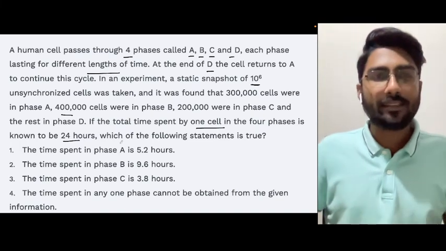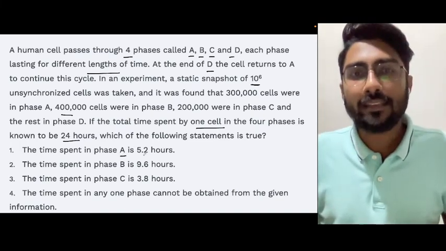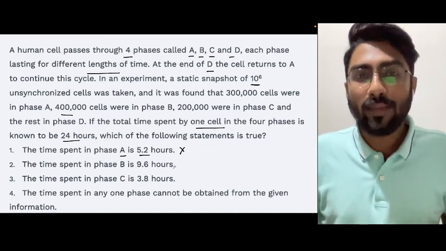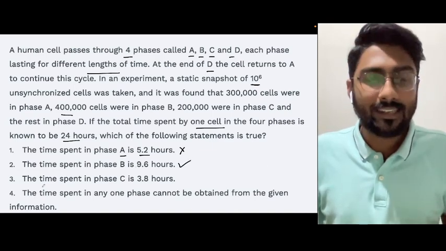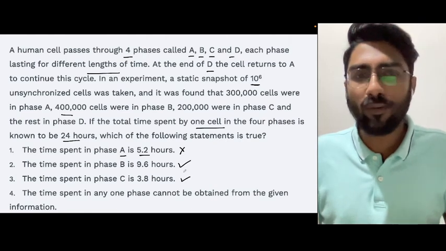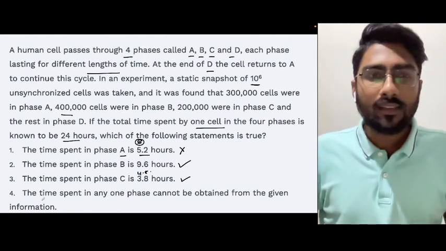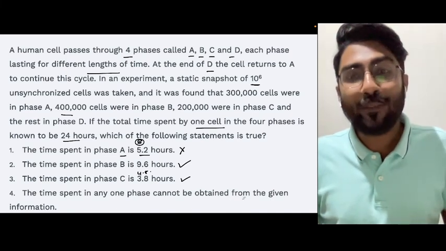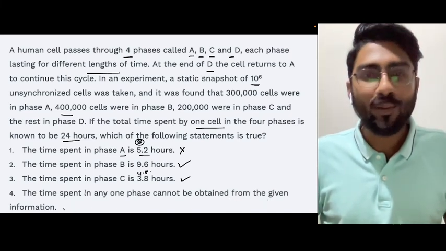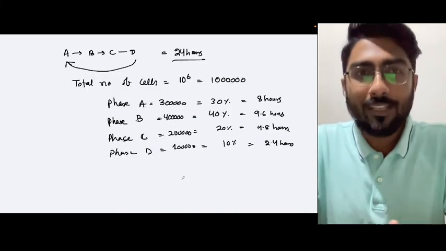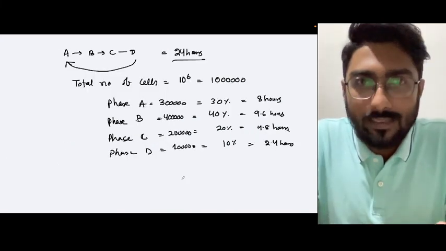So what are the statements given? The time spent in phase A is 5.2 hours. No, it's a wrong statement. The time spent in phase B is 9.6 hours. This is correct. The time spent in phase C is 3. No, it's 4.8, and this is 8 hours and this is 4.8 hours. The time spent in any one phase cannot be obtained from given information. No, we have obtained it, man. Okay, I hope this calculation is understandable by you.